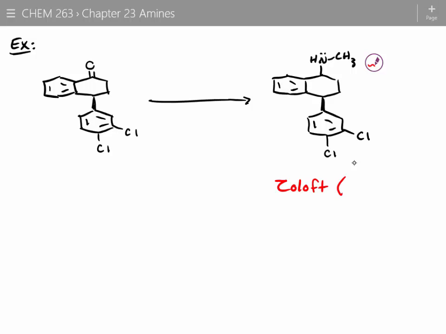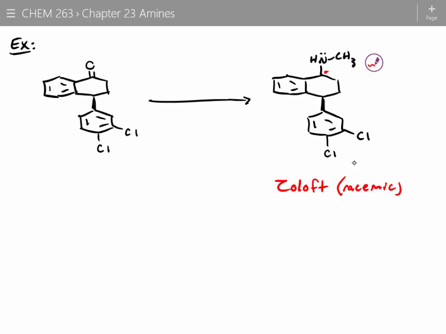And the way I have it drawn is racemic. The actual Zoloft is enantiopure at this top position up there, but reductive amination, as far as we're going to learn, isn't stereoselective. So we've got to ask ourselves, what reagents do we need in order to accomplish this transformation? Let's give specific reagents. No R groups this time.